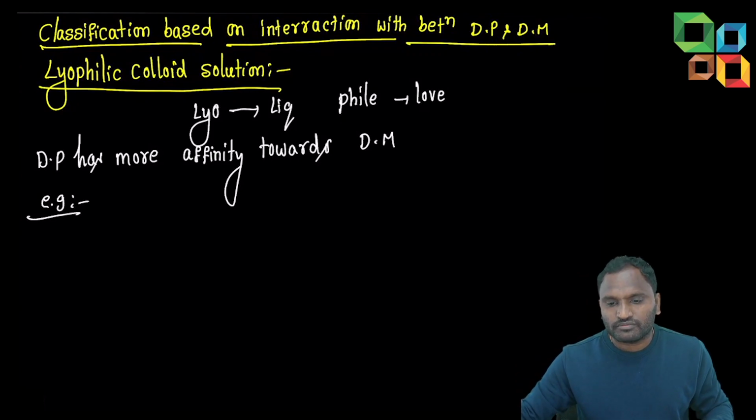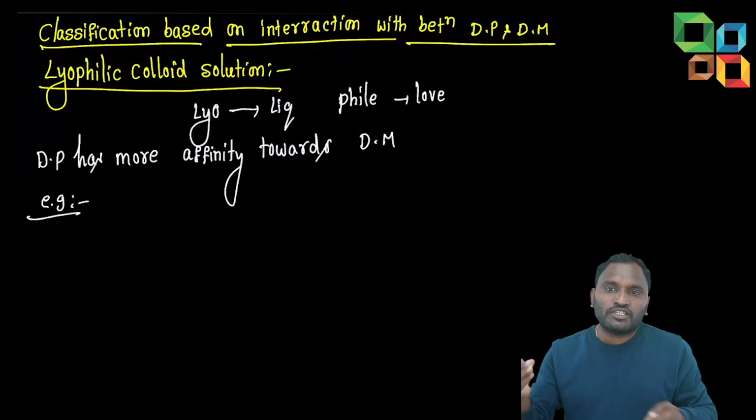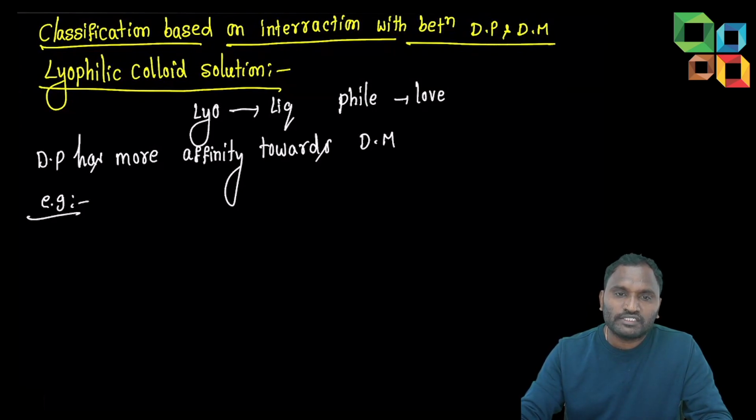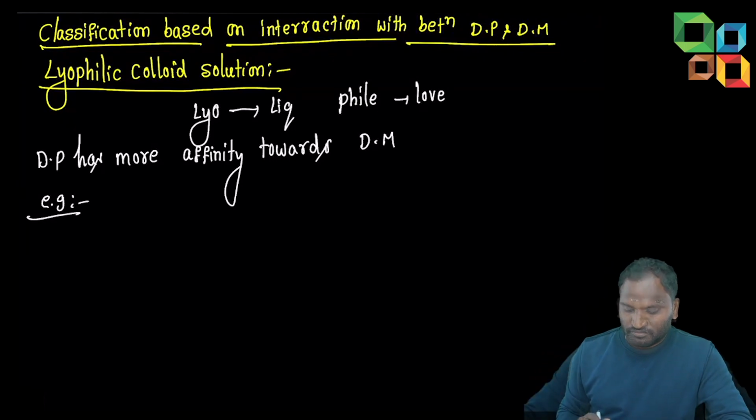Directly we can prepare. Example, starch solution. If you dissolve starch in water, it will mix. It won't dissolve 100%, but it will mix. Directly we can prepare. And rubber solution: by taking suitable solvents, we have to prepare. Gum solution, starch solution, gelatin solution, rubber solution, all these are examples of lyophilic colloidal solution.